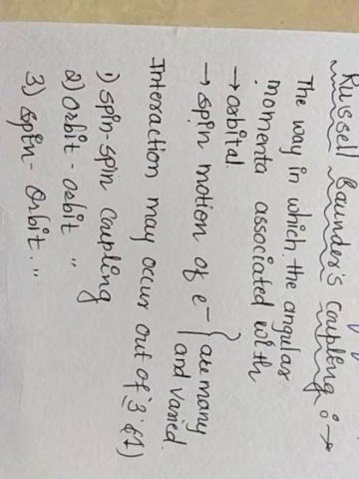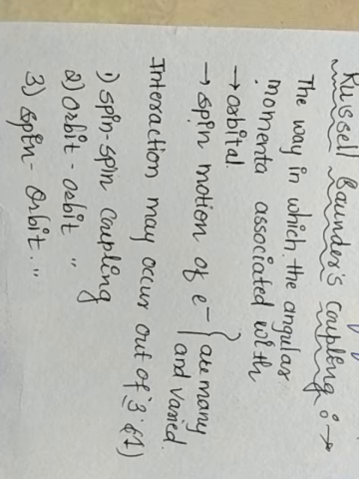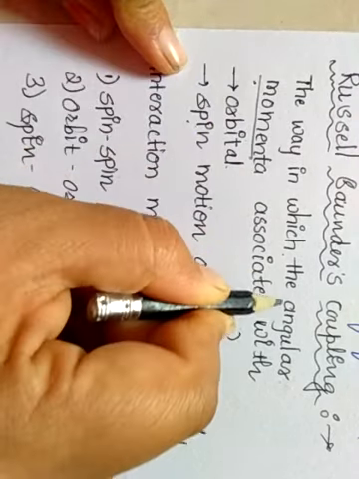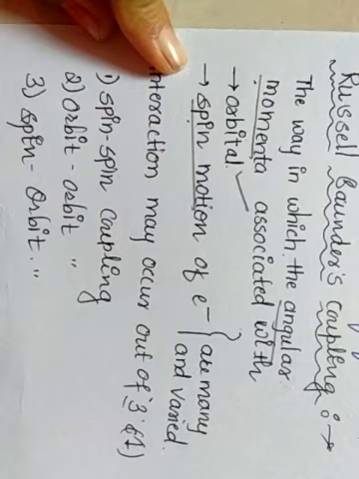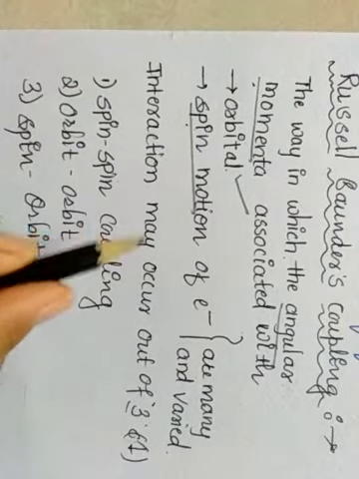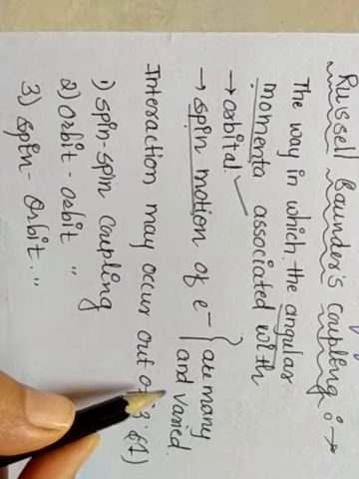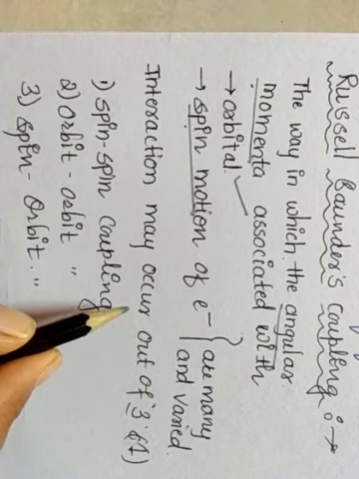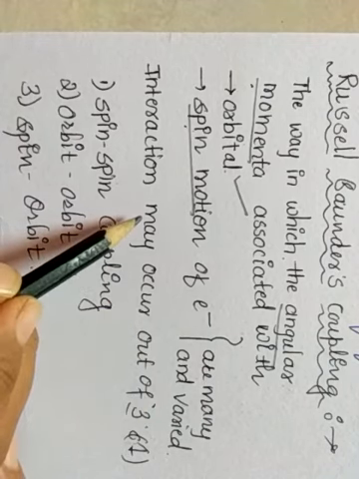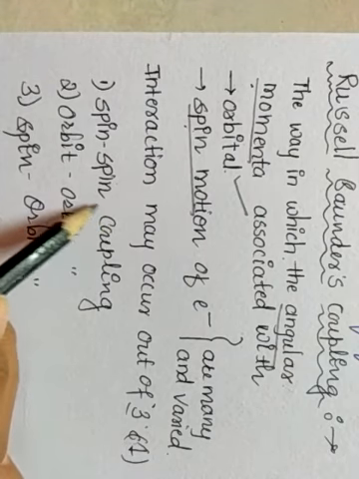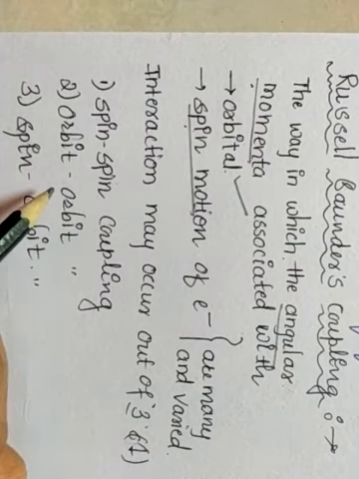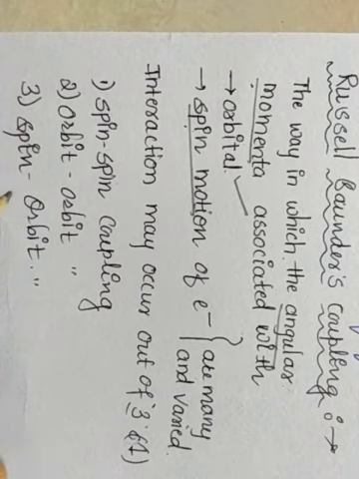Any one out of these 3 can occur. The angular momentum of any orbit, or of any electron, is associated with orbital motion and spin motion of the electron, and they can vary, and the interaction may occur. What I am telling you is that the interaction may occur out of these 3, any one: spin-spin, orbit-orbit or spin-orbit.